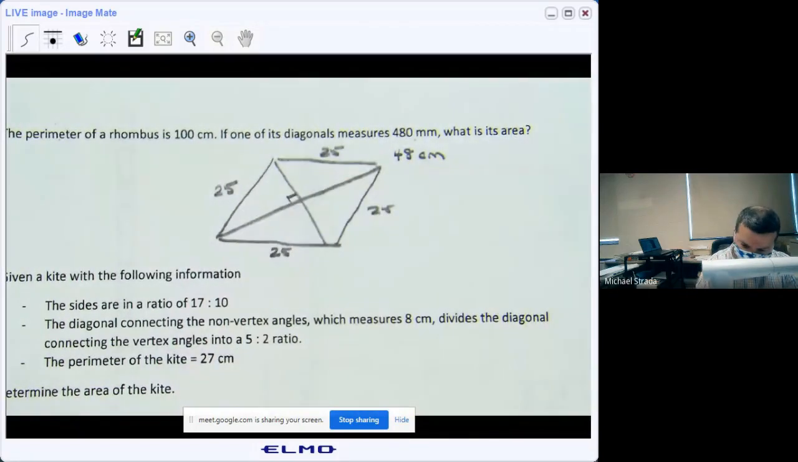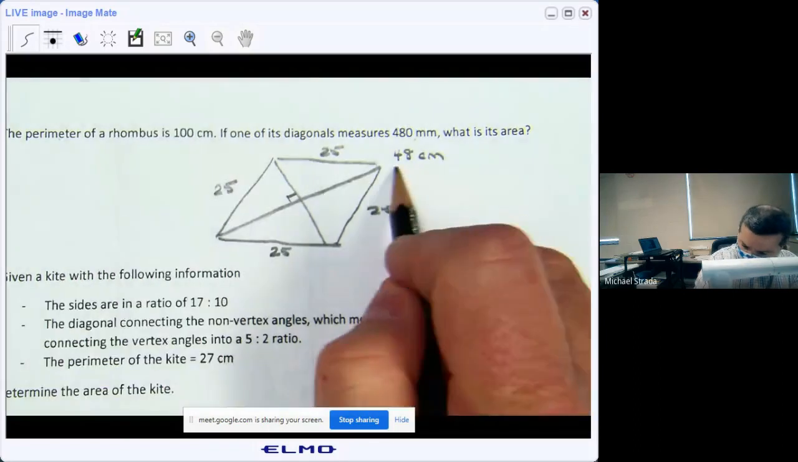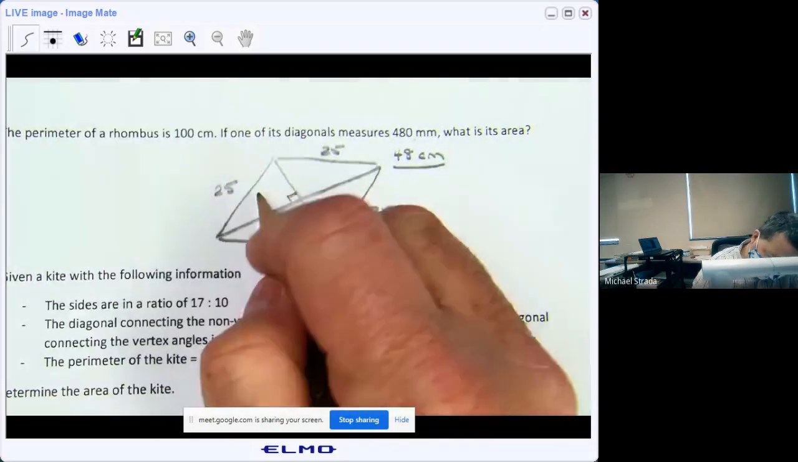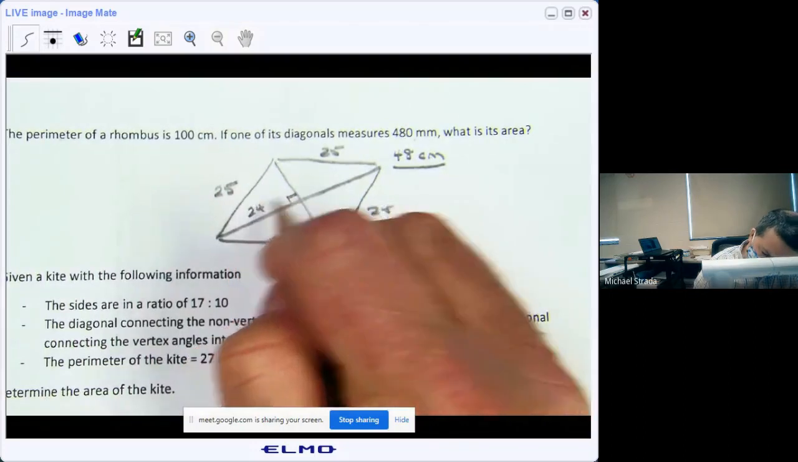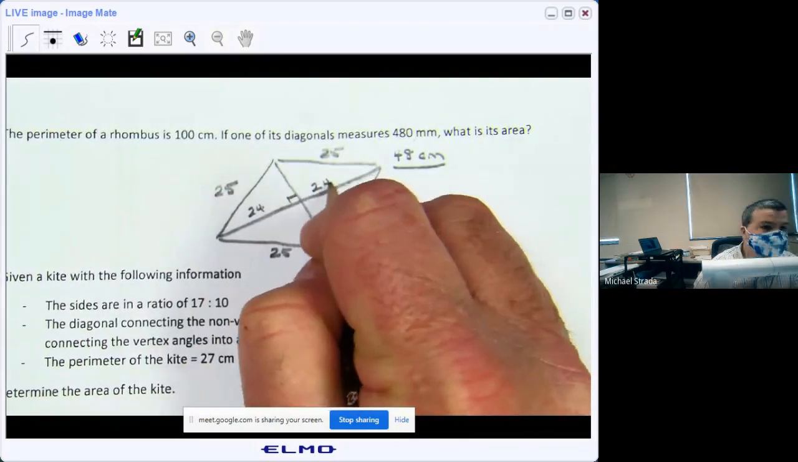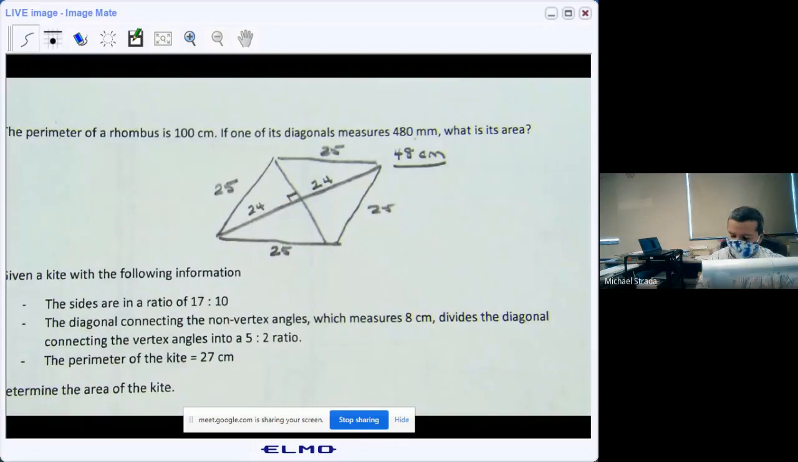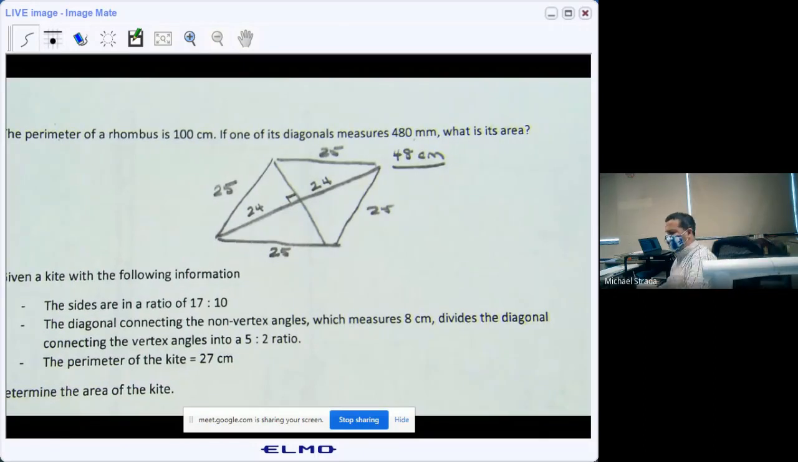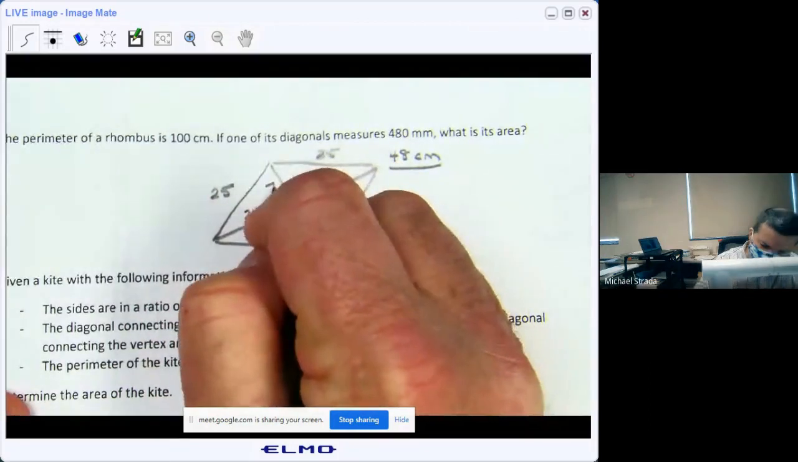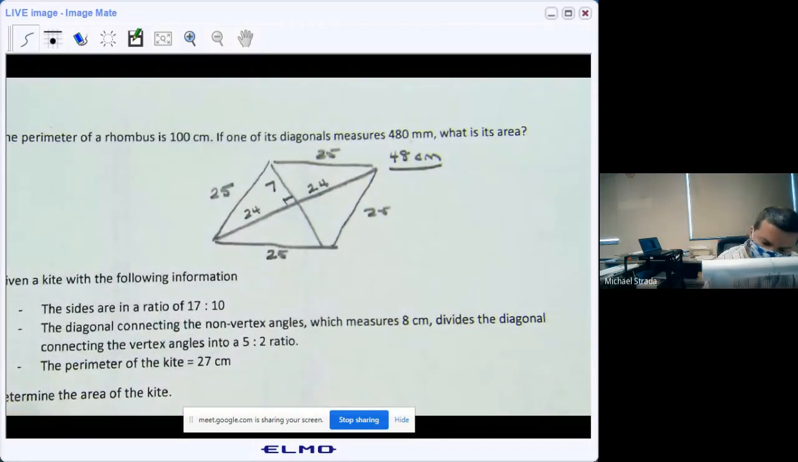Right angle. It says one of its diagonals measures 480. Move it to 48. These would be 24. Doesn't matter which one you label, because it's bisected. We have ourselves two sides of a right triangle. What theorem are we going to use to get the third side? Pythagorean, 24, 25. Whether you use the Pythagorean theorem or triples, you're going to end up with 7, which means this one's also 7.